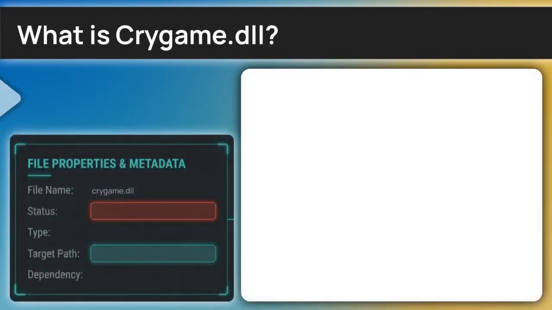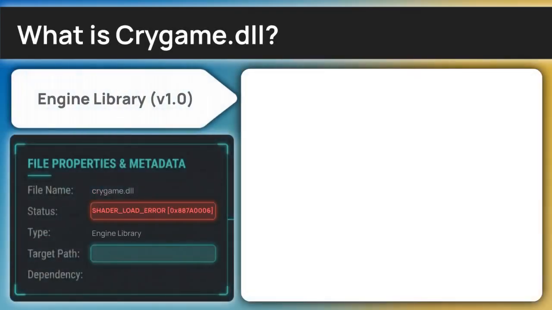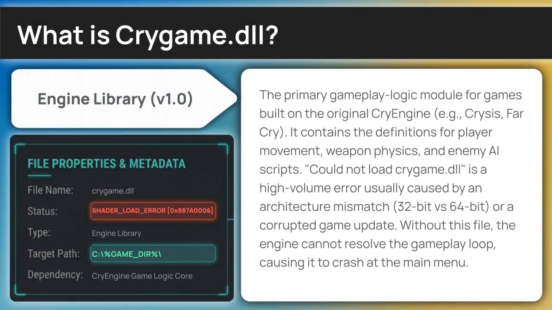This is the Crygame Engine Library, the primary gameplay logic module for games built on the original CryEngine, e.g., Crysis, Far Cry. It contains the definitions for player movement, weapon physics, and enemy AI scripts. "Could not load Crygame.dll" is a high-volume error usually caused by an architecture mismatch, 32-bit versus 64-bit, or a corrupted game update. Without this file, the engine cannot resolve the gameplay loop, causing it to crash at the main menu.